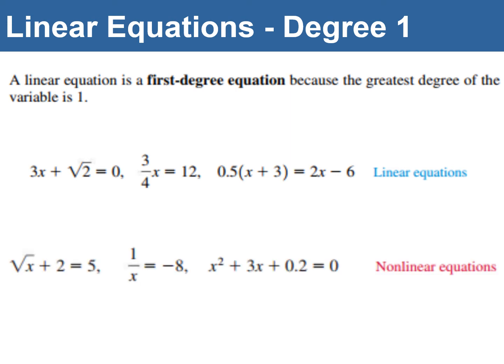However, these are nonlinear equations. Because I have that square root of x, this is no longer a linear equation. Because I have 1 over x is equal to negative 8, it is nonlinear because I have that 1 over x in there. And of course, when I have an x squared or an x cubed, I'm going to have a nonlinear equation.